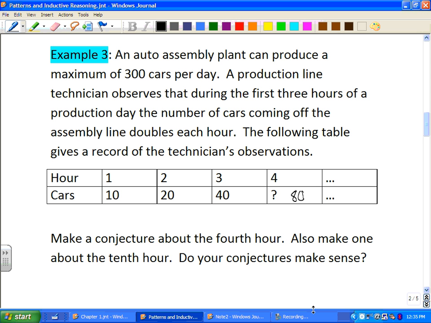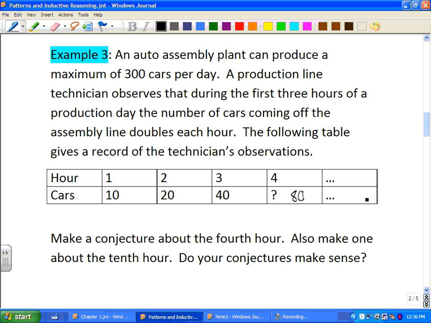Now, do you think that they make a table like this every time? No. Generally, they'll make a table to look at patterns, but then they turn it into basically a formula, not necessarily a mathematical formula, but a formula of how things work. So make a conjecture about the 4th hour. We've done that. Also, let's make one about the 10th hour.